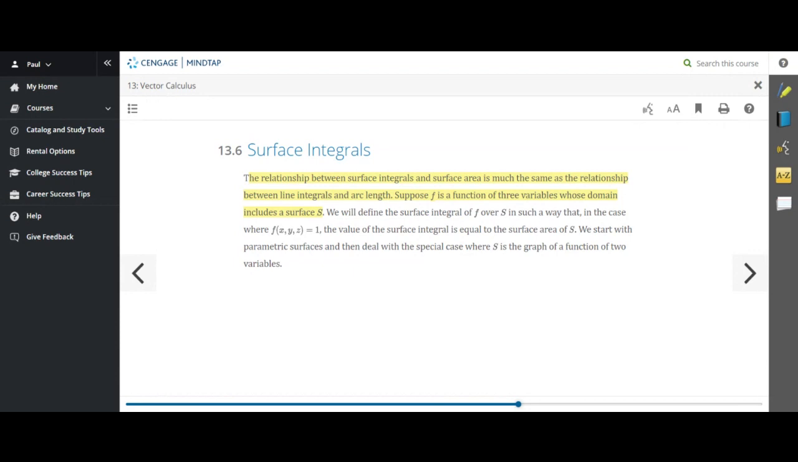Okay, absolutely. So if you have a surface and you have fluid flowing through the surface, you want to be able to determine the rate of flow, okay, the rate of flow of the fluid through the surface. And that's how eventually surface integrals are going to help. But first, we have to mention that the relationship between surface integrals and surface area is much the same as the relationship between line integrals and arc length.